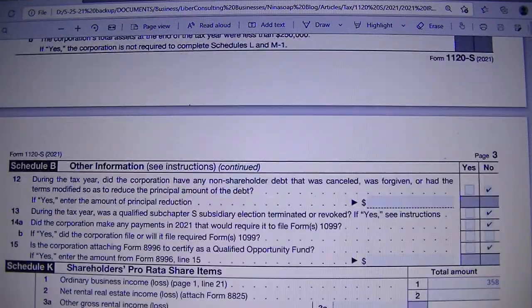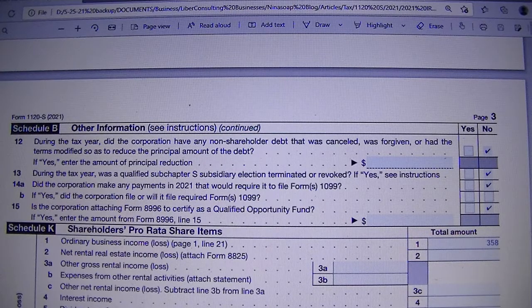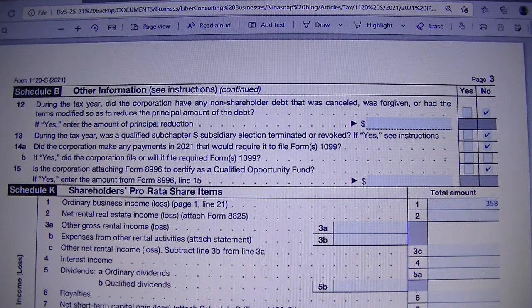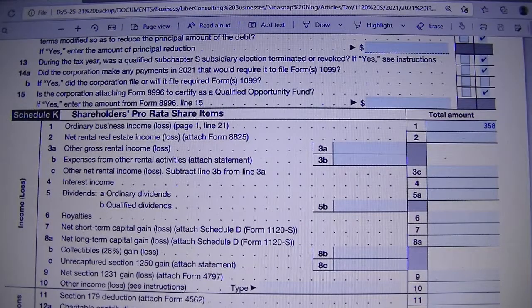Okay, and then Schedule B continued, and we have no for most of them, and one we didn't put anything because it says if yes, and it just involved Form 1099. So since we didn't have 1099 to complete, we just left that section, the second checkbox alone. So Schedule K.